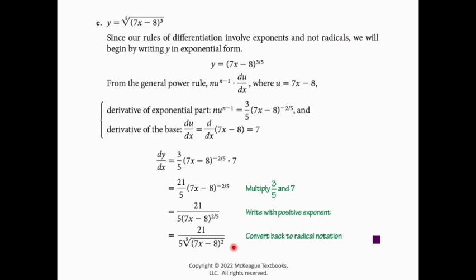If you don't want a negative exponent, you can flip the 7x minus 8 to the 2/5, put it downstairs as a positive exponent of 2/5. Additionally, another form that you can put this in, if you want to put it in radical form, you can just rewrite it as the fifth root of 7x minus 8 squared. And then of course you want to bring that 5 down as well.